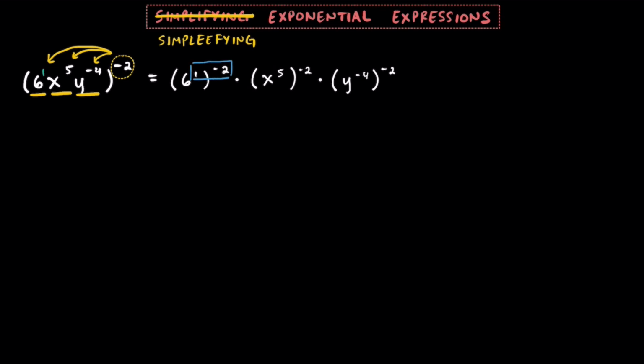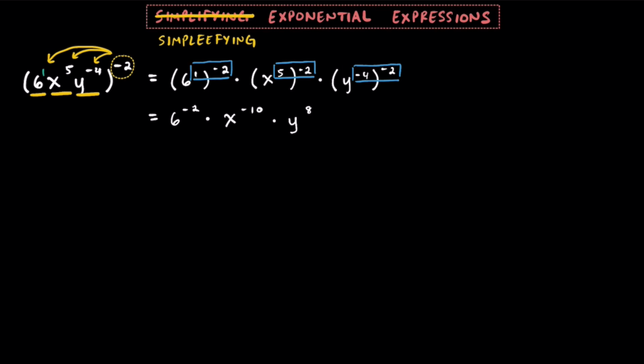Now, just like with the last two examples, if you'd like to try this on your own, go ahead and pause it, give it a go. This 1 times negative 2 is just going to be negative 2, so 6 to the negative 2nd power. Then for this next part here, we have this 5 to the negative 2nd, so a power to a power. We can multiply 5 times negative 2, and that's going to be negative 10. So we have x to the negative 10th power. And then third, finally, we have this negative 4 times negative 2, which is going to be positive 8, and so we can write y to the positive 8 power.